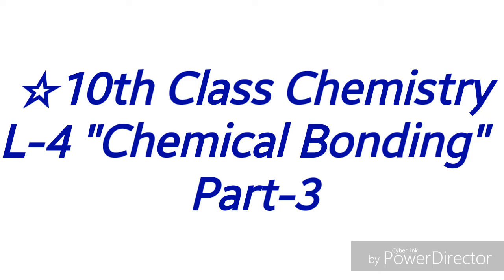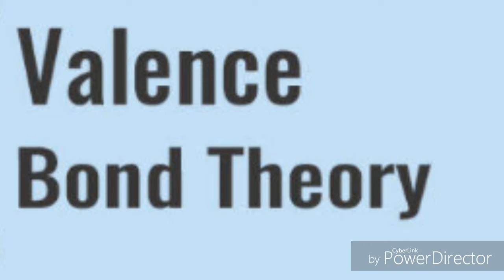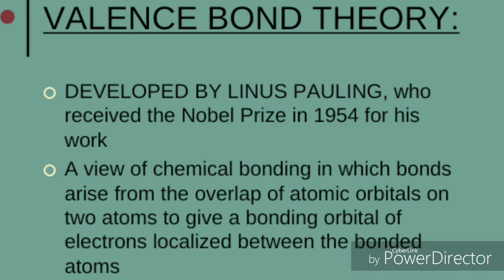In the last class, we discussed about VSEPR theory. Today, we will learn about valence bond theory proposed by Linus Pauling. Linus Pauling proposed valence bond theory based on quantum mechanical model of atom. So this is further advancement of VSEPR theory.